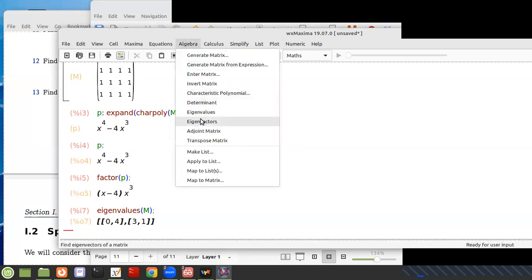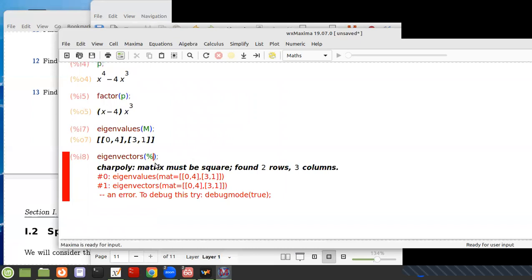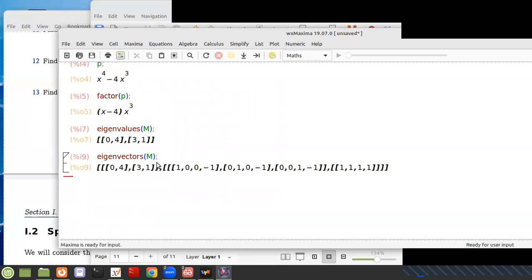But then we come here and do eigenvectors. Again, you can redo cells in wxMaxima, so we put M in. And then we get somewhere interesting. It repeats the eigenvalue information up here. This is a list of lists, right? You can see there are 2 pieces here, the first just repeating this, and the second list gives you the eigenvectors, in the same order the eigenvalues appeared up here.